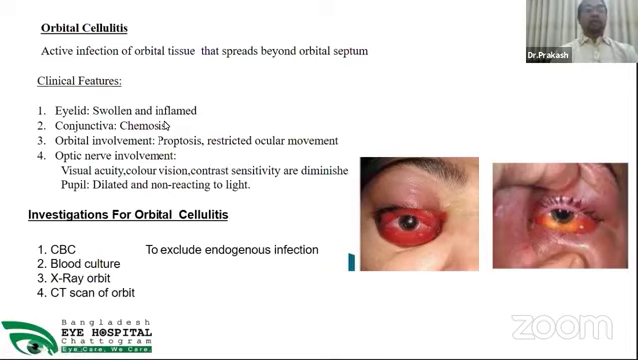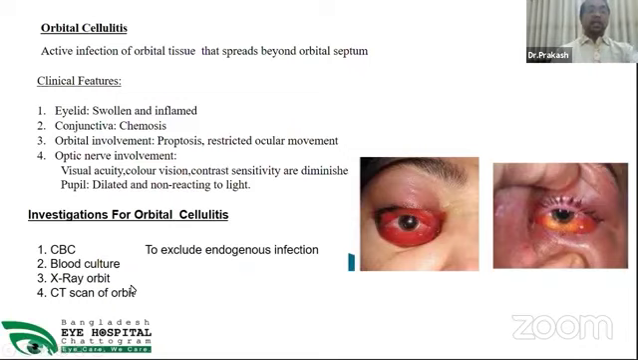In orbital cellulitis, there will be chemosis. The orbit will be involved, so there will be proptosis. The ocular movement will be restricted, and optic nerve functions will be affected. So this is a very serious condition. We have to do some investigations: complete blood count, blood culture, X-ray of the orbit, and CT scan of the orbit. And as it is a very serious condition, we consider it an ocular emergency.